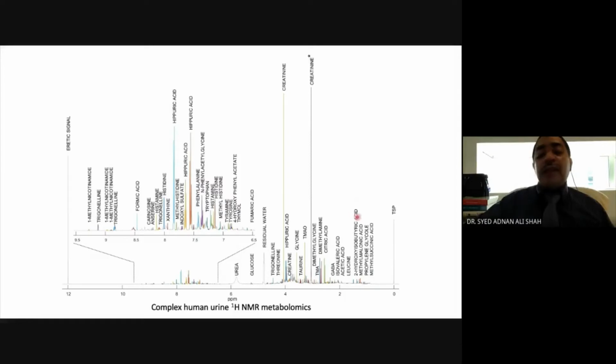So these are the frequencies of different metabolites in urine, and each has a specific frequency. For example, this is creatinine. Creatinine always resonates around 3 something, right? By the fixed frequency of creatinine, one can get the information about creatinine. And you can see the highest peak means creatinine is the major metabolite in the human urine sample.